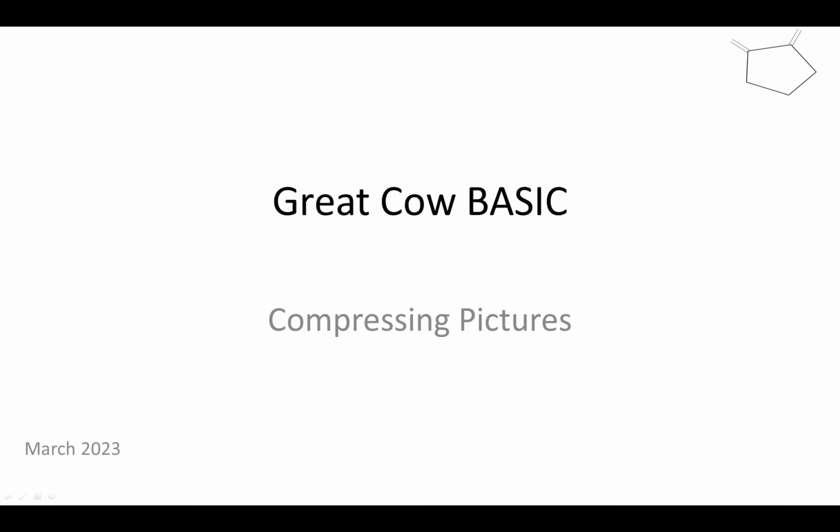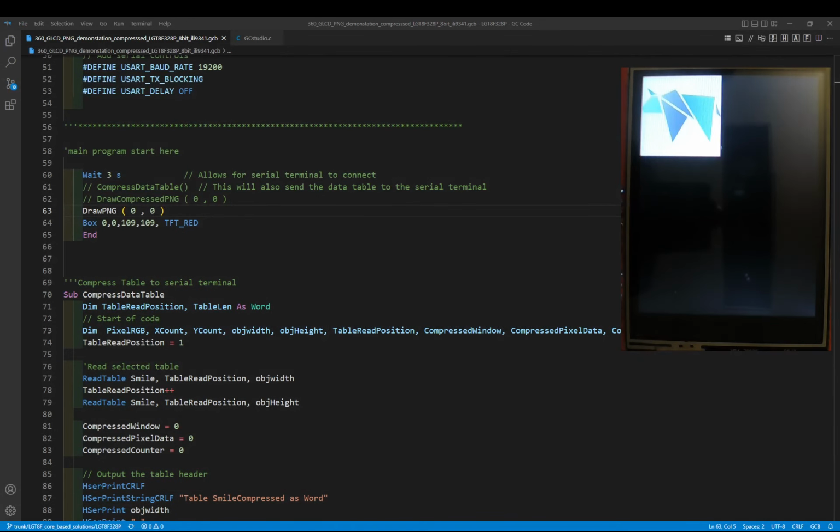This time we're looking at compressing pictures. In the previous video, we looked at how we can put pictures onto a GLCD. This time we're going to look at how we can compress that to reduce the overhead on the microcontroller. Let's have a look what we've got.